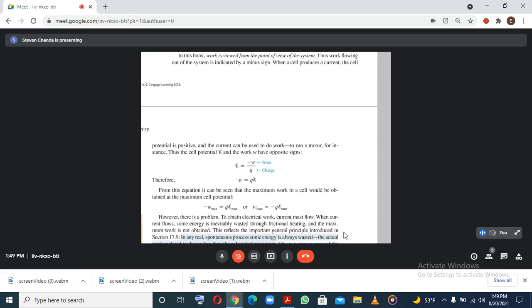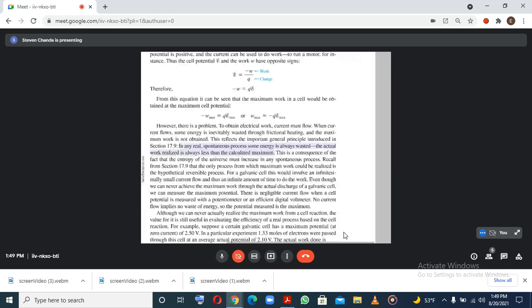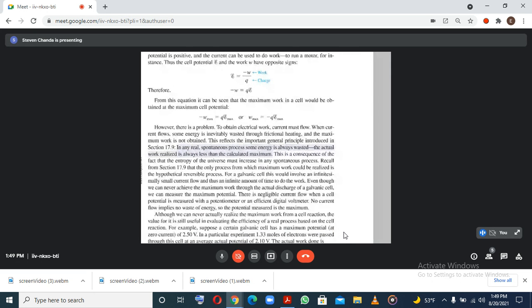Then when a cell produces a current, the cell potential is positive. And remember, we've been talking that for a galvanic cell to work, to even proceed, and when we talk about predicting spontaneity, we always want to ensure that the cell potential is positive. So that's important. From this we see that the work is going to have a minus sign, where the cell potential is going to have a positive sign.